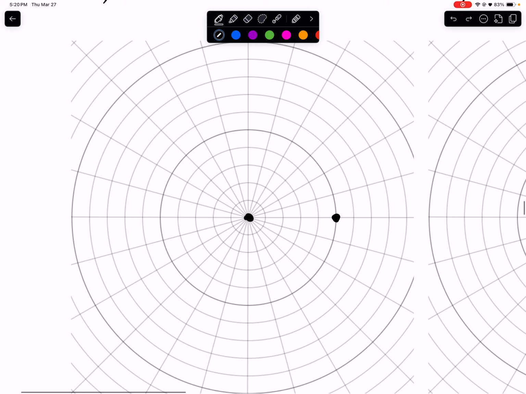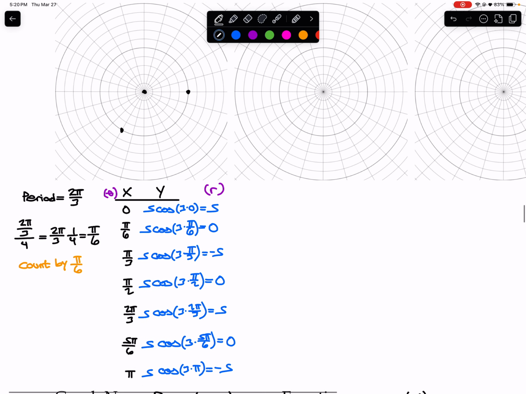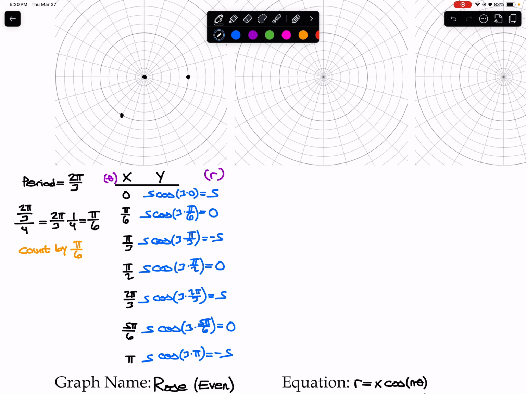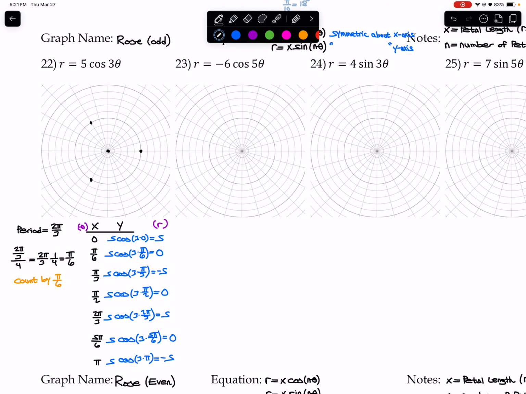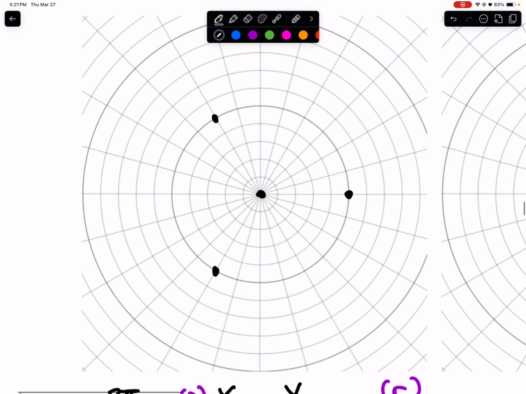And then -5 in the direction of pi over 3, which means I would go towards pi over 3, but then I need to go the other way. So I want to make sure I do the correct line. Yes, okay. Should be down there. And then I need to go back to the pole, and then 5 in the direction of 2 pi over 3, which would be over here. Yep, and then that last point will put us back where we are.